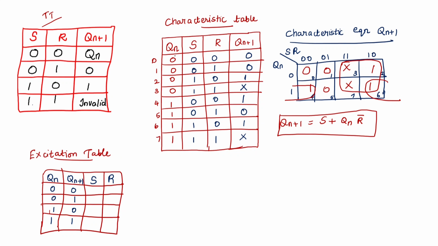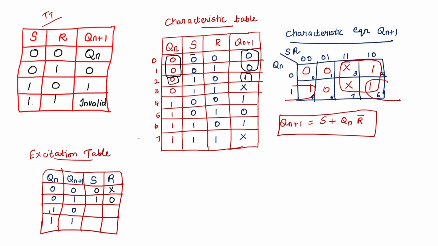See first Qn. Both are 0, because Qn is 0 and Qn plus 1 is 0. What about S? S is equal to 0 and R has the values 0 and 1. So this is the don't care term, because R has two values, 0 and 1. Next 0, 1. Qn is 0 but Qn plus 1 is 1. For the corresponding S and R, it is 1, 0.